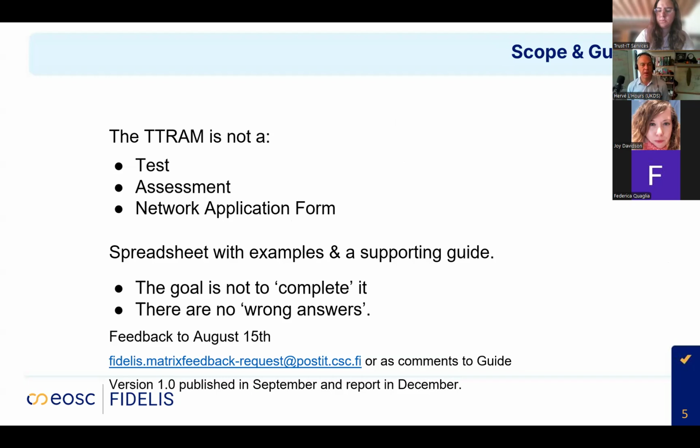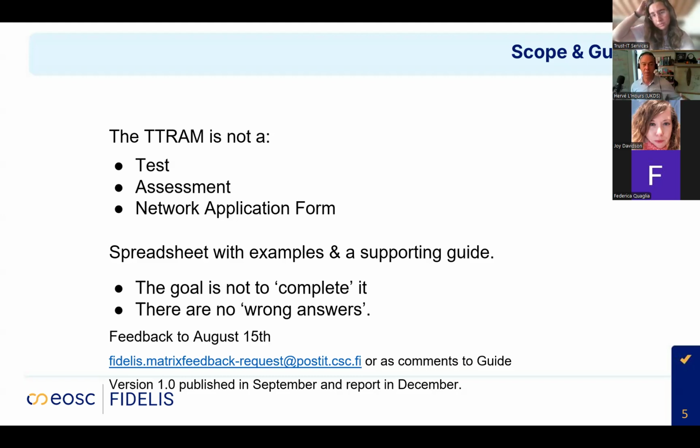Based on previous feedback and internal discussions, we think it's really important to highlight that the TTRAM is not a test. It's not an assessment. It's not a network application form. It's simply a spreadsheet with examples and a supporting guide. The goal is not to complete it, and there are no wrong answers.